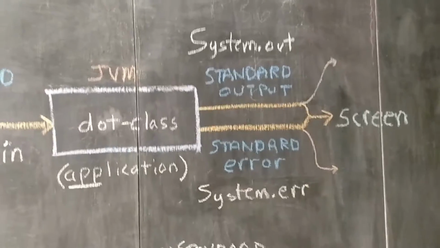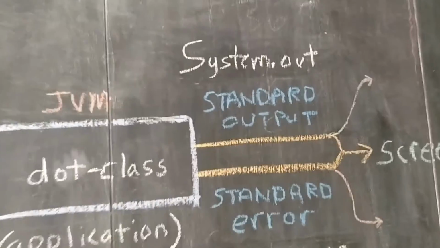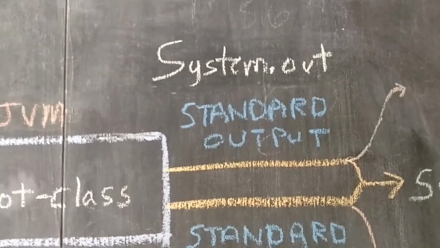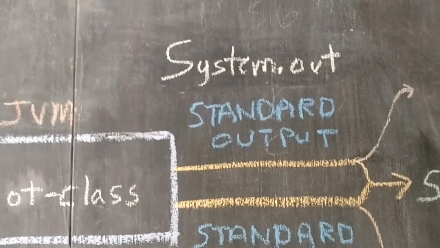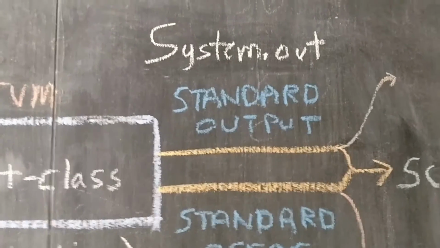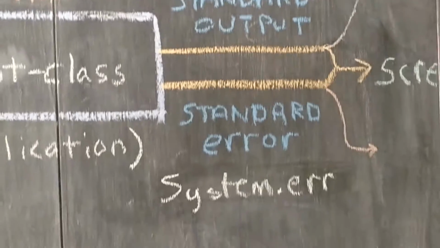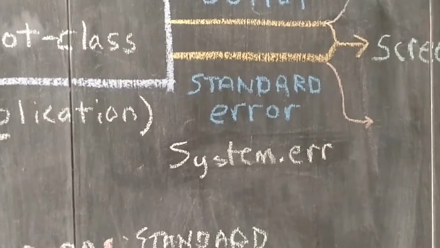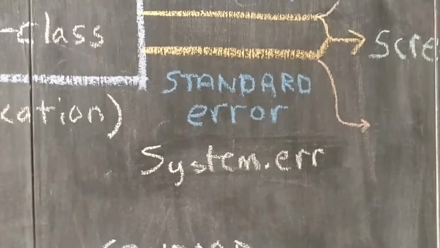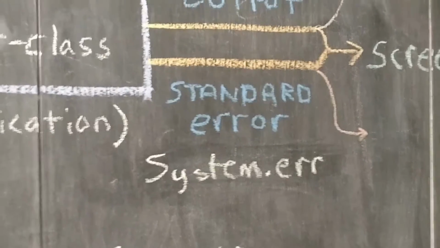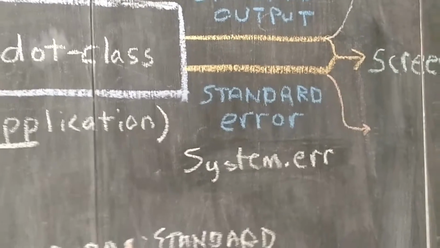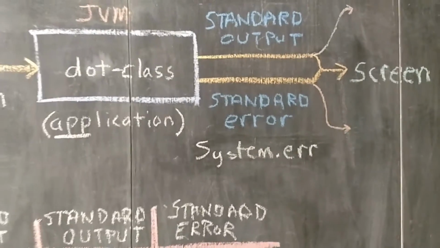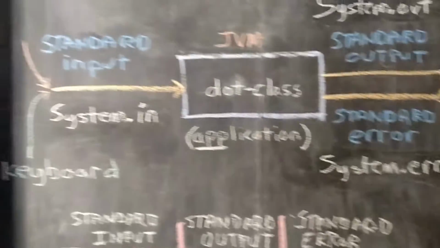The way we access standard output in Java is we use an object named out that is an instance variable inside of the System class. It's of type PrintStream. And to print to standard error, we use an object named err, which again is an instance variable inside of the System class, and it's of type PrintStream.